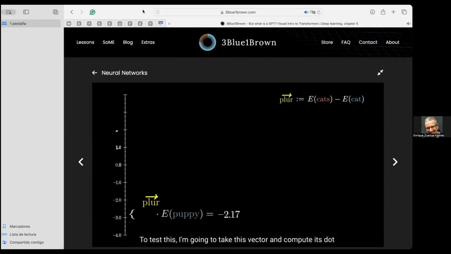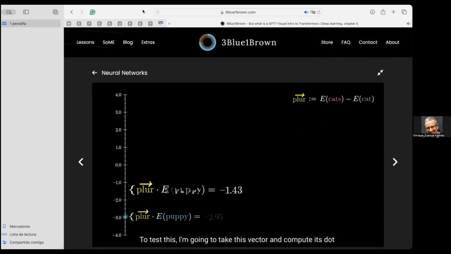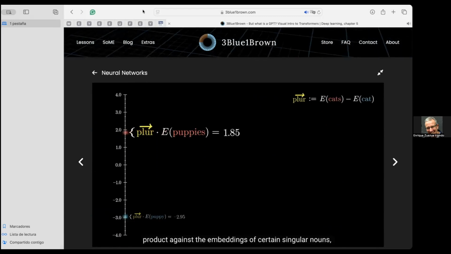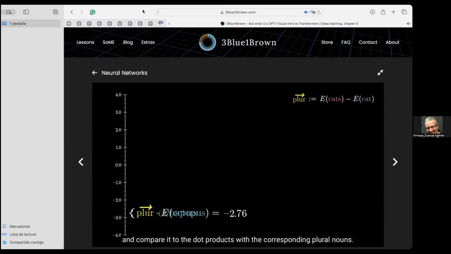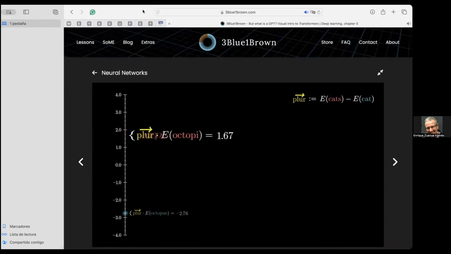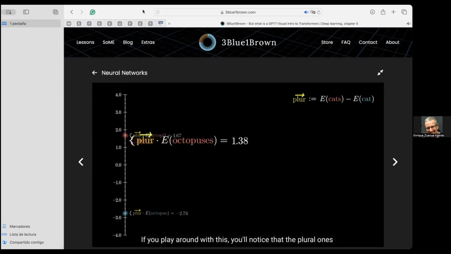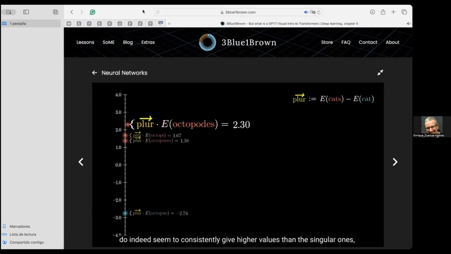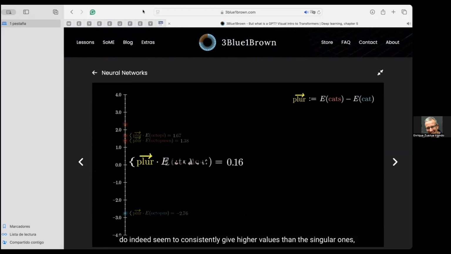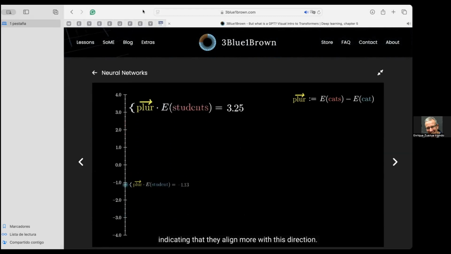To test this, I'm going to take this vector and compute its dot product against the embeddings of certain singular nouns and compare it to the dot products with the corresponding plural nouns. If you play around with this, you'll notice that the plural ones do indeed seem to consistently give higher values than the singular ones, indicating that they align more with this direction.